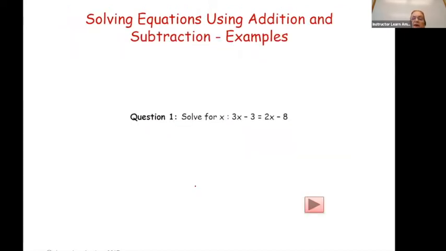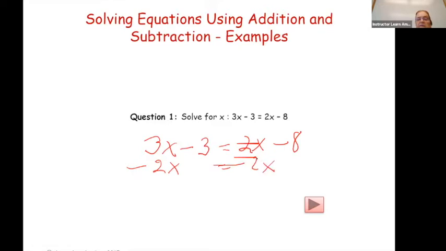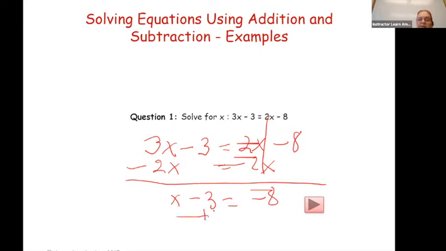Okay, let's take a look at another equation. How are we going to solve this? 3x minus 3 equals 2x minus 8. Well, we can subtract 2x from both sides. This will add to 0. And now we have 1x, or just x, minus 3 equals minus 8. You can now add 3 to both sides, and we will get x equals minus 5.